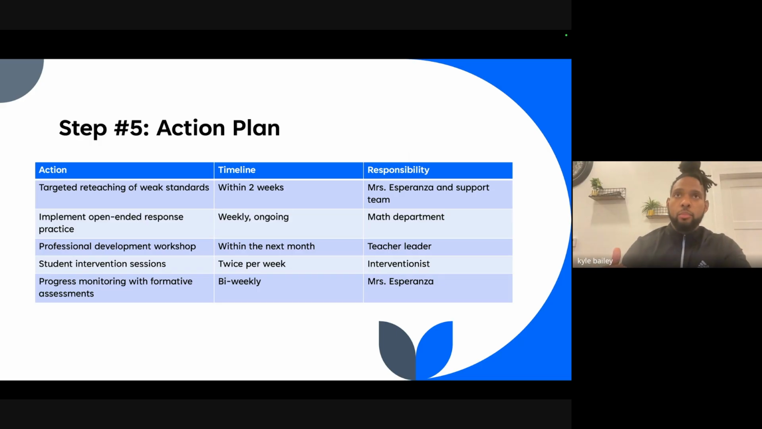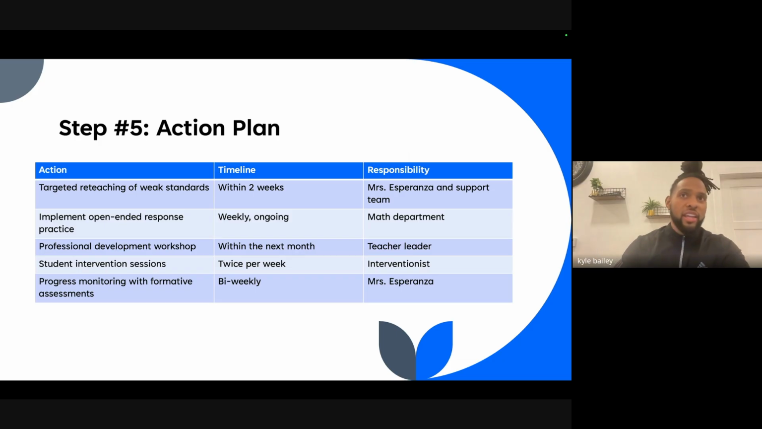And since Miss Esperanza is the main teacher in there, I think the responsibility should fall on her and any of the support that she has in her class, which may be the paraprofessional or anybody else she has to support with that. The next, I think, is implementing those open-ended practices.